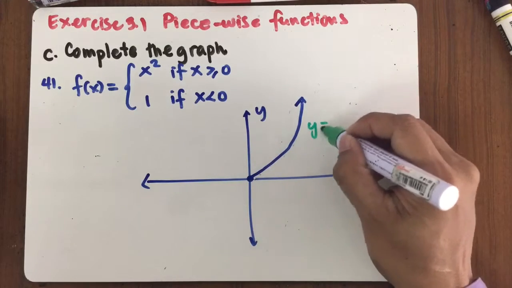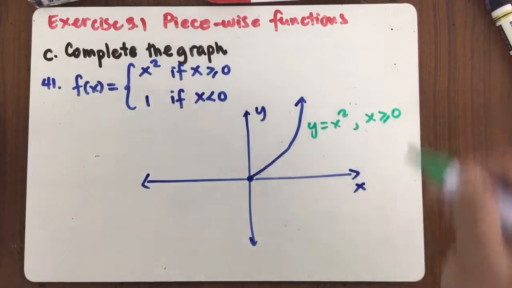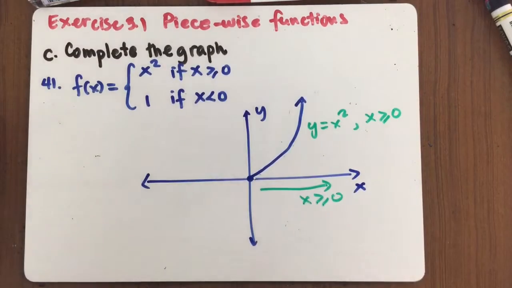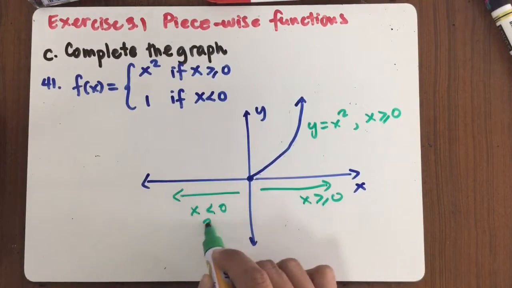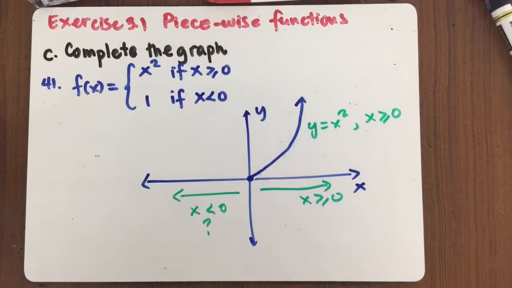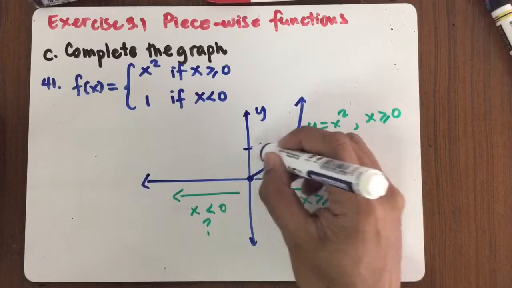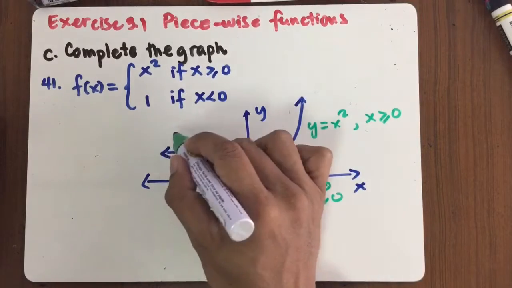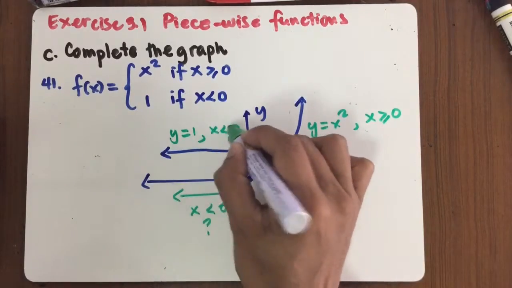This is the part of our graph when x is greater than or equal to 0, our function is equal to x squared. But hindi natin alam kung ano yung part ng ating graph when x is less than 0. Okay, so sinasabi sa ating function it's equal to 1. So how do you graph it? That's it. That's the part of our graph when x is less than 0.